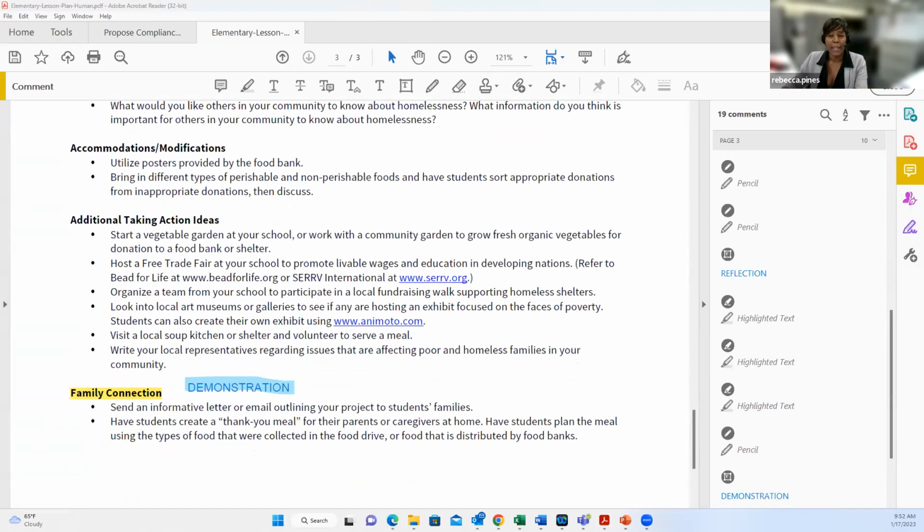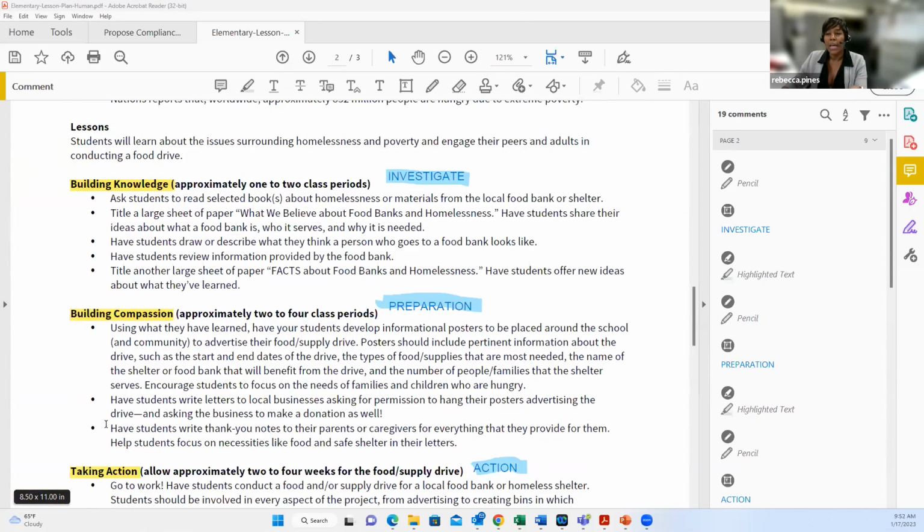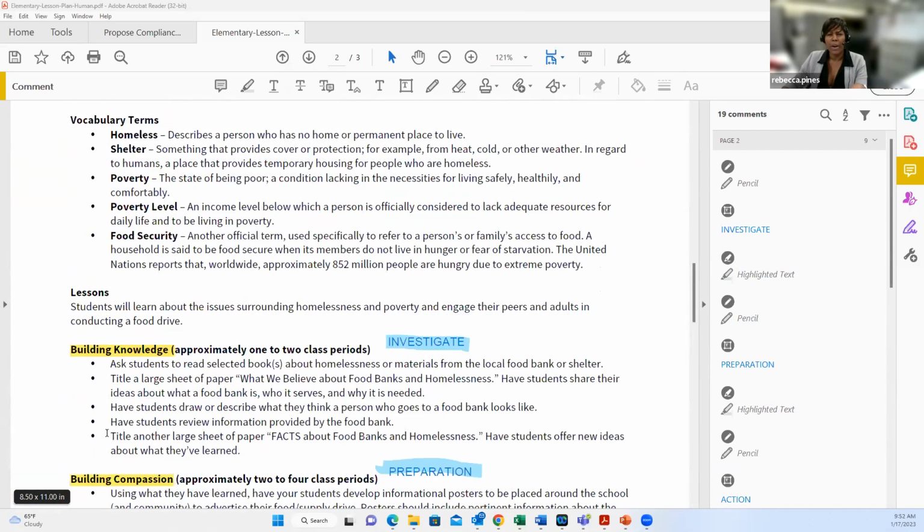So if we just go back through and look at this very briefly at some of the things that we can do in order to show that we are going to be presenting these students, first of all, I'm sorry, investigating. So you have to build that knowledge for those students to figure out what it is that you all want to do. You have to ask the students to read a selected book about homelessness and materials from the local food bank or shelter.